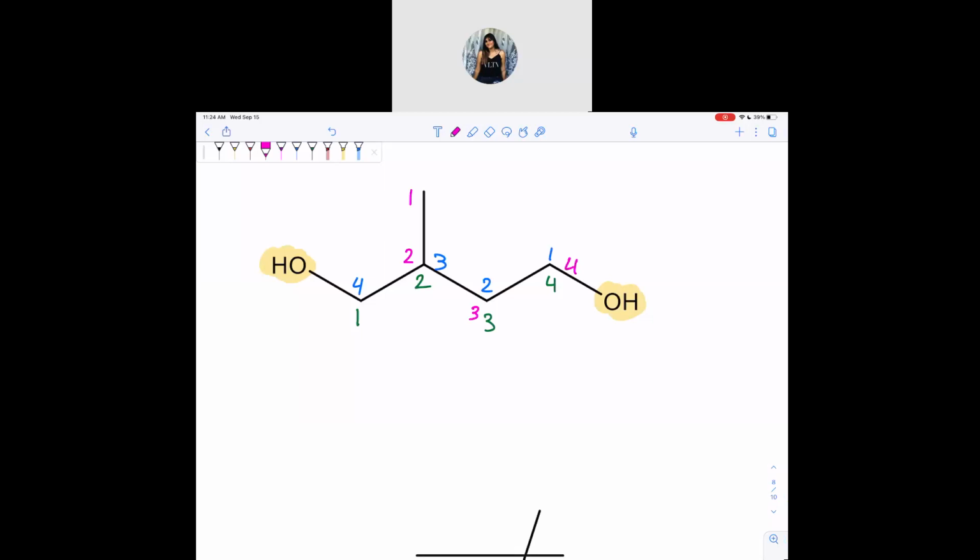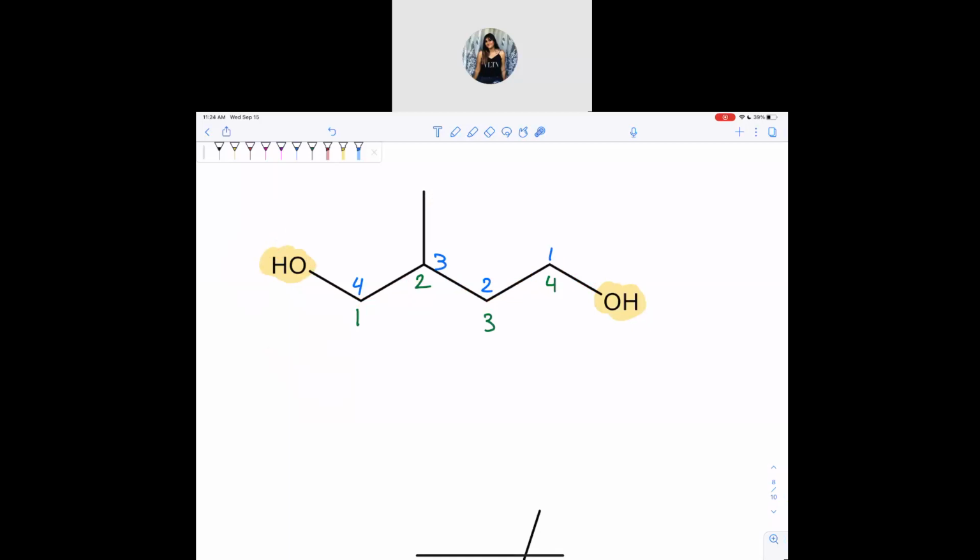So one thing I want to mention with this one is we could not use the pink path because we want to choose the longest chain possible that has the OHs directly on it. So if we were to use the pink path, the OH would be bonded to a carbon and that whole group would be a substituent, and we don't want that.